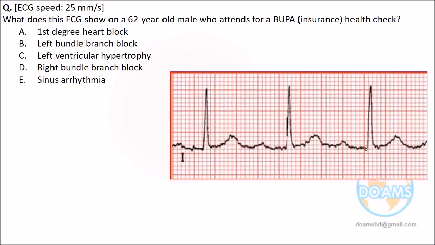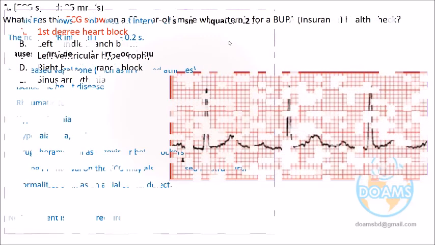I think first degree heart block. But is it prolonged or not? Prolonged, same prolonged, but not progressive. Is there any dropped beat you identified? No drop. No drop means not second degree. So it will be first degree. First degree. Thank you.